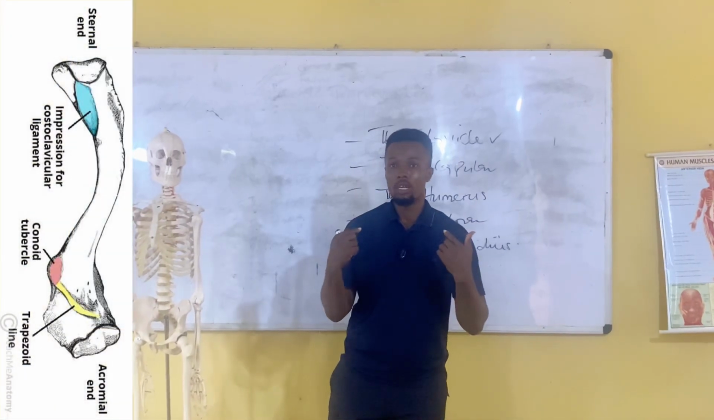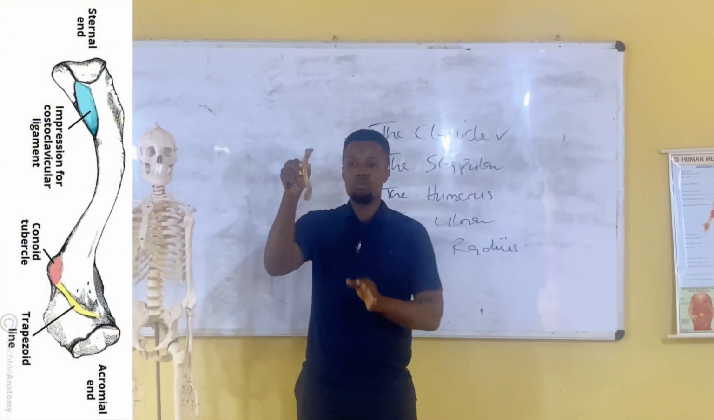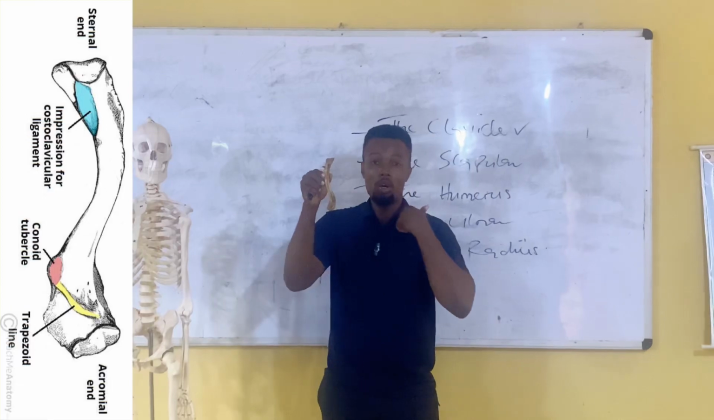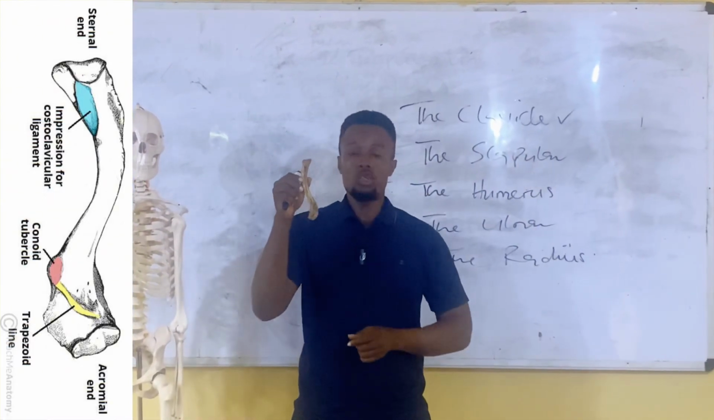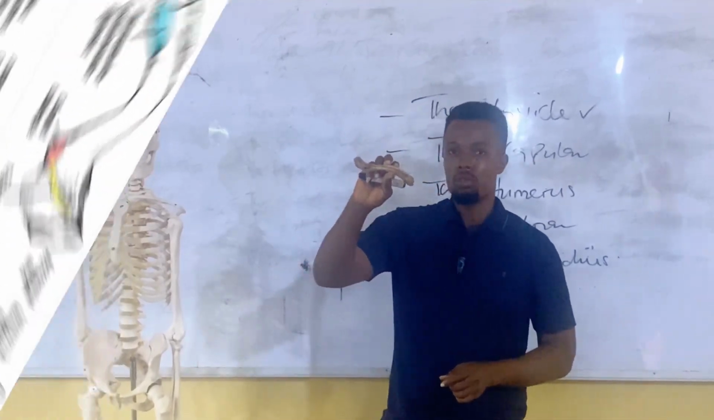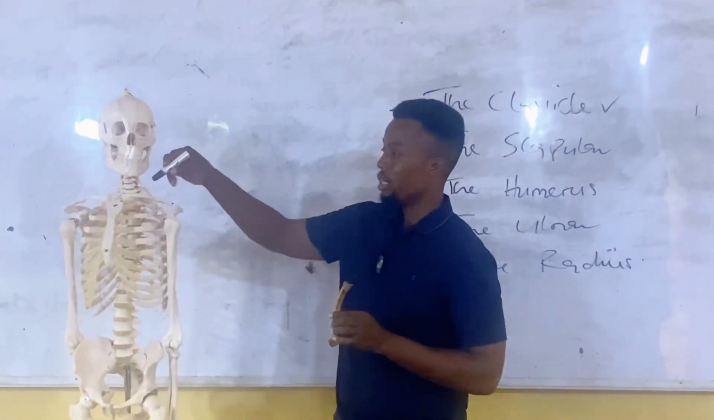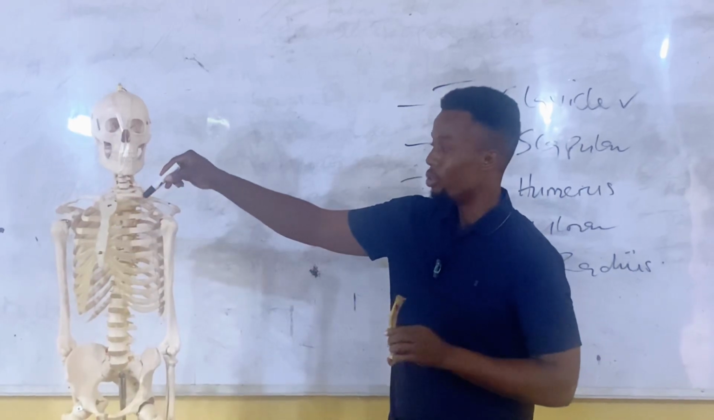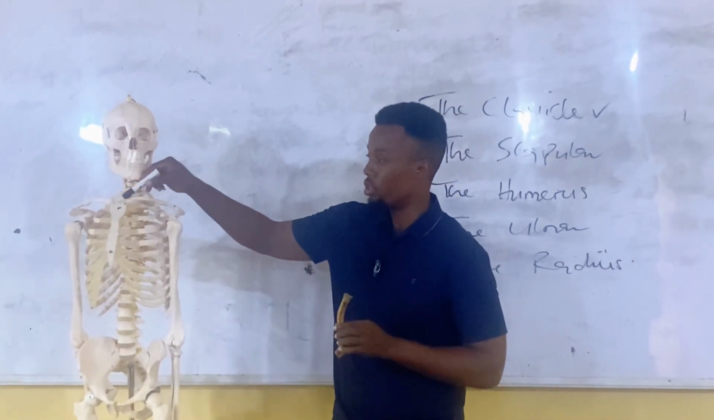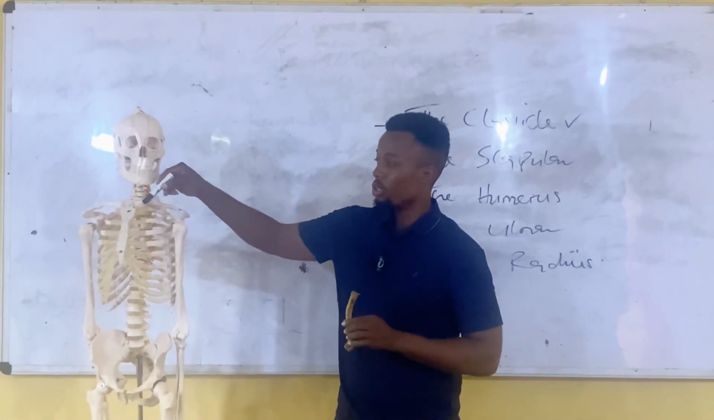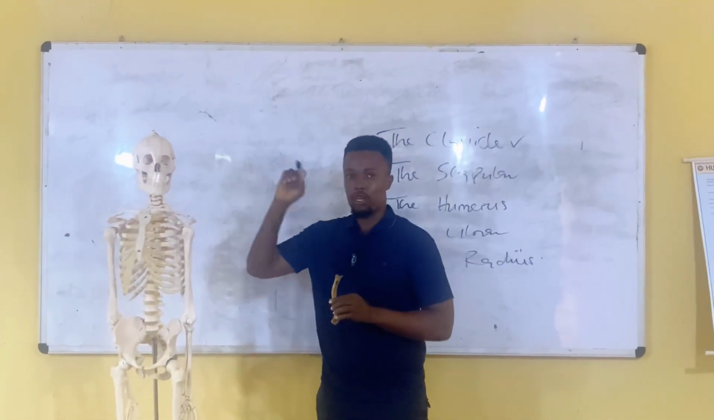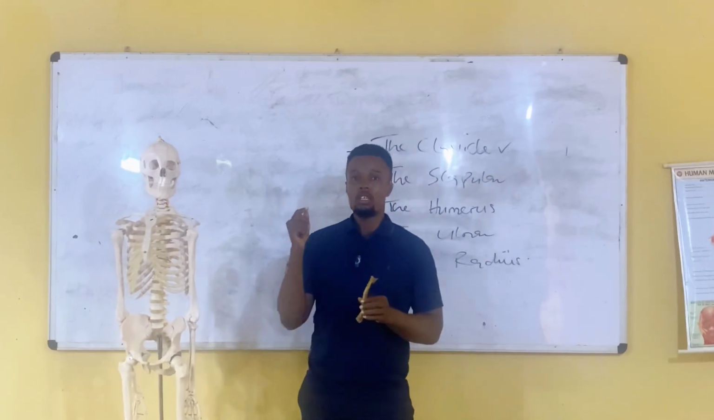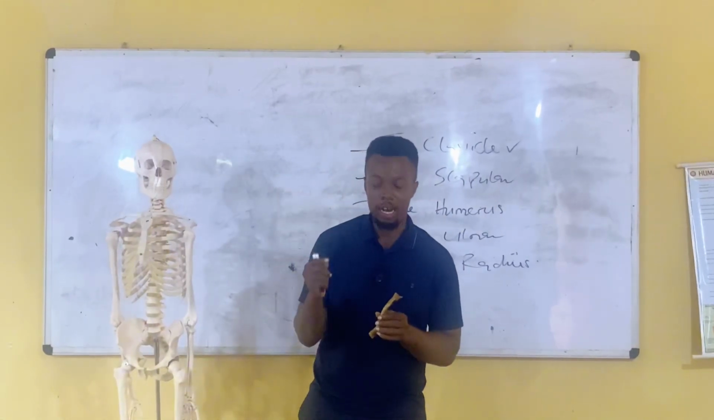We are here today again to look at the clavicle. The clavicle, like you all know, this bone is the clavicle, the collarbone here, and is one of the bones of the upper limb. Looking at this skeletal structure, you can see how the clavicle is positioned here. This S-shaped bone is the clavicle, and we'll be looking at the important features of the clavicle.